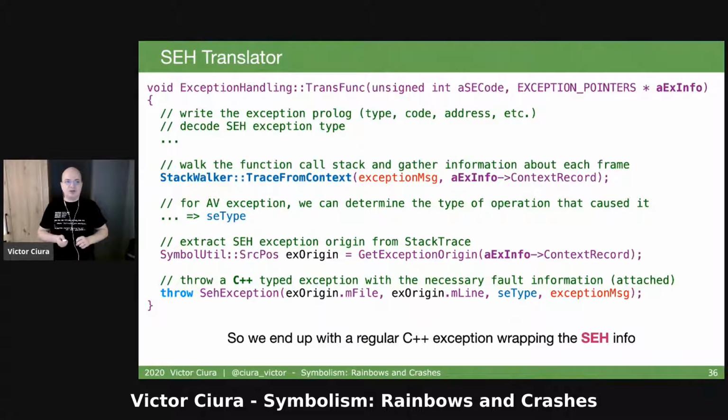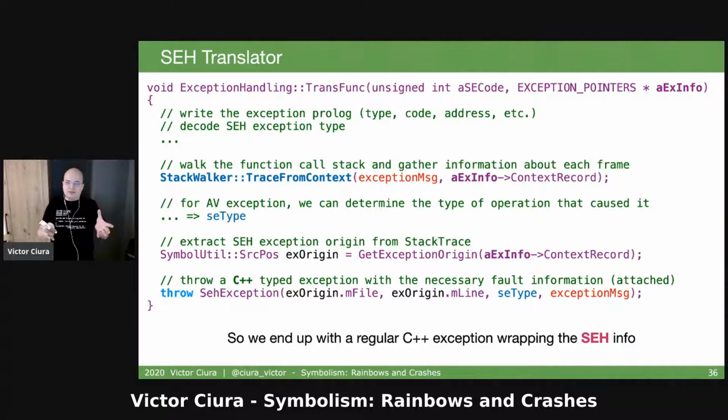Later on, same function. I'm presenting it piecewise, so it's easier to digest. So after we decode the exception type, again, we encounter our old friend trace from context from Stackwalker. We give it a context record from the exception pointers that the CRT provides us. And we also extract from the same context record the exception origin, which is the file name and line number. We'll see later on how this has happened.